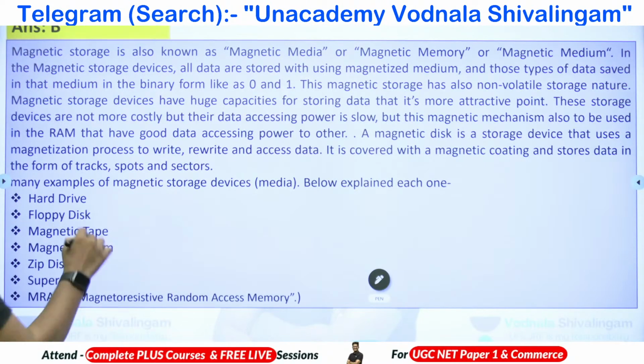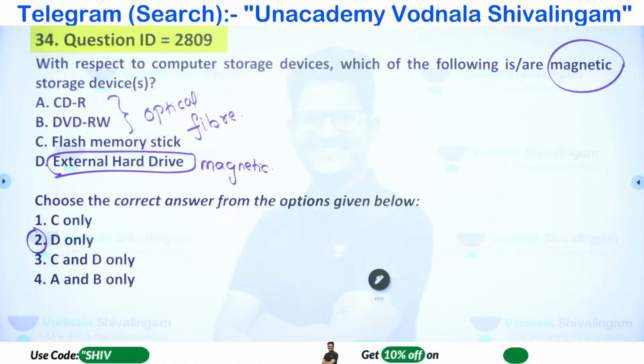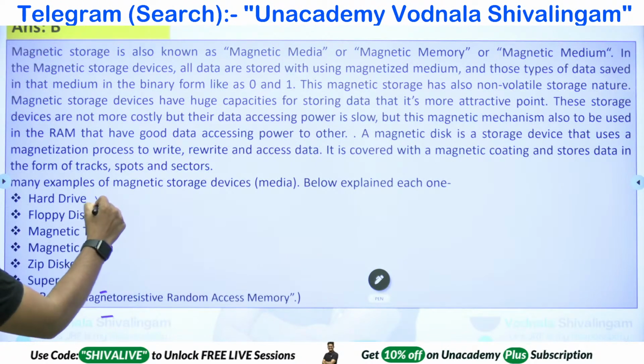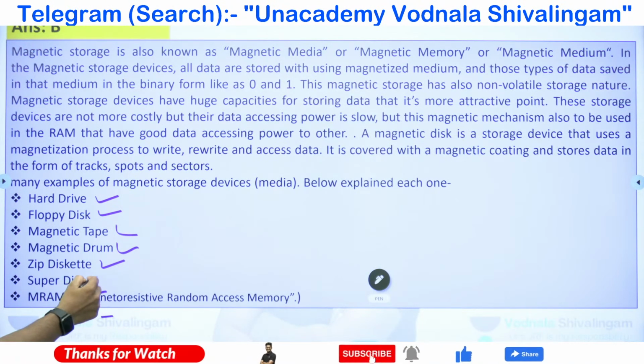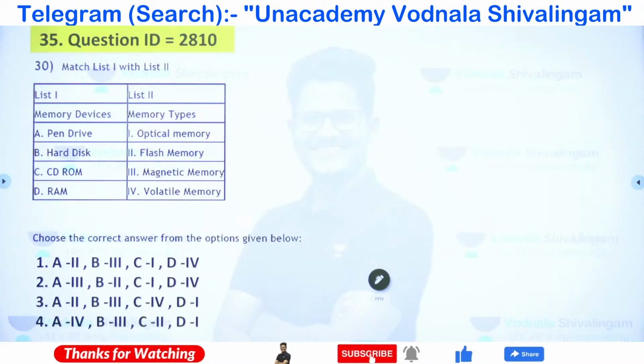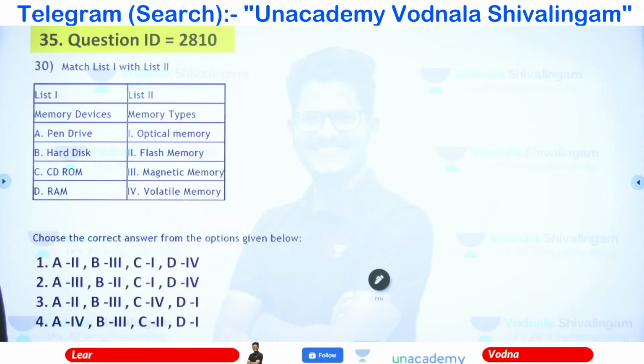So magnetic storage devices are hard drive, floppy disk, magnetic tape, magnetic drum, zip, diskette, as well as super disk and MRAM. Resistive random access memory is another one which is there. Next.